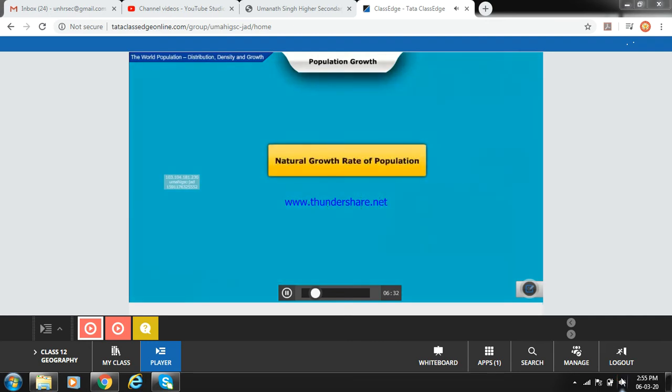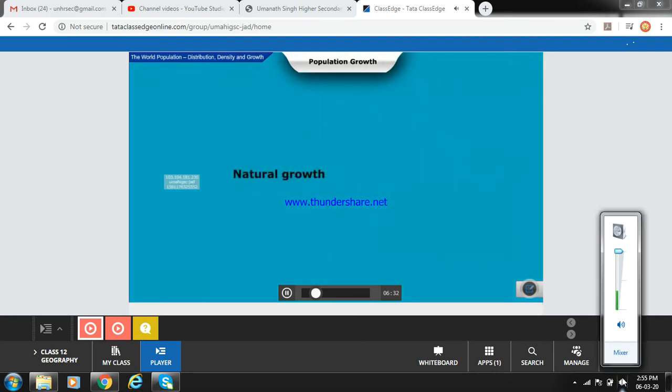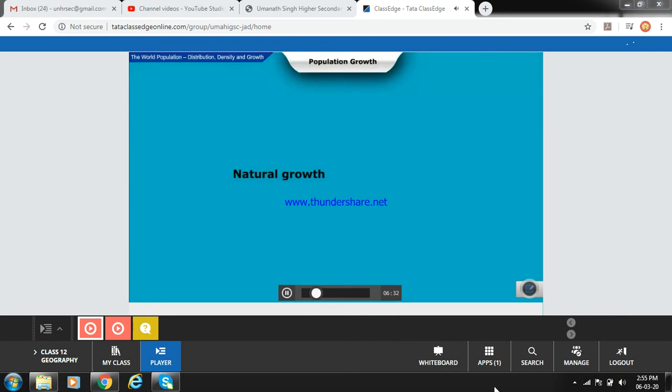Natural growth rate of population. Natural growth rate of population is defined as the total number of births minus total number of deaths between 2 points of time. Natural growth equals birth minus death. Actual growth rate of population. Actual growth of population equals births minus deaths plus in-migration minus out-migration.